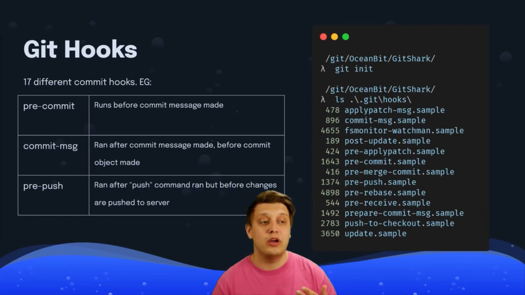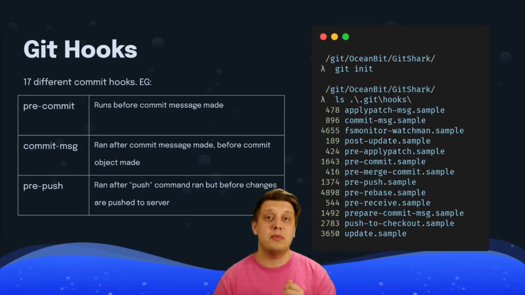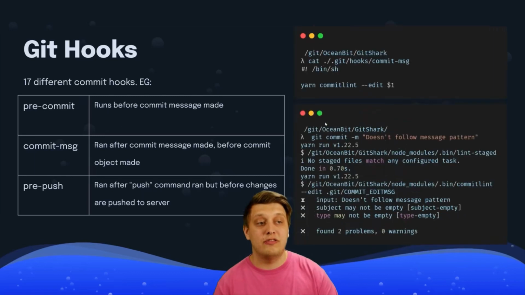So for example, if we rename commit-msg.sample to just commit-msg, that script will then run after we make a commit message, but before the commit is actually made. This will allow us to do some things such as formatting commit messages to match a standard pattern that we're looking for. There are 17 different types of hooks. All of them hook into different methods of doing things.